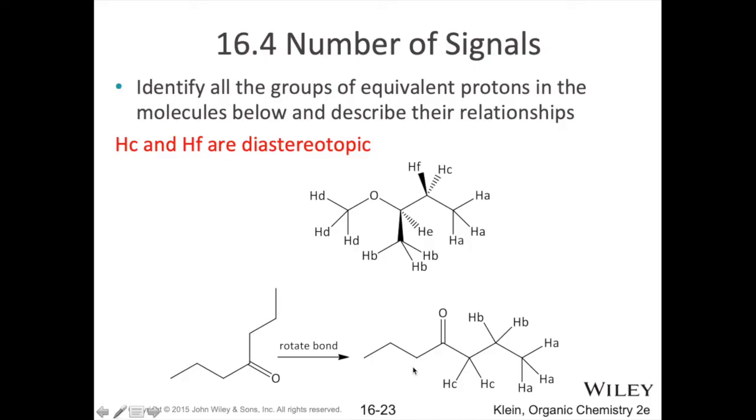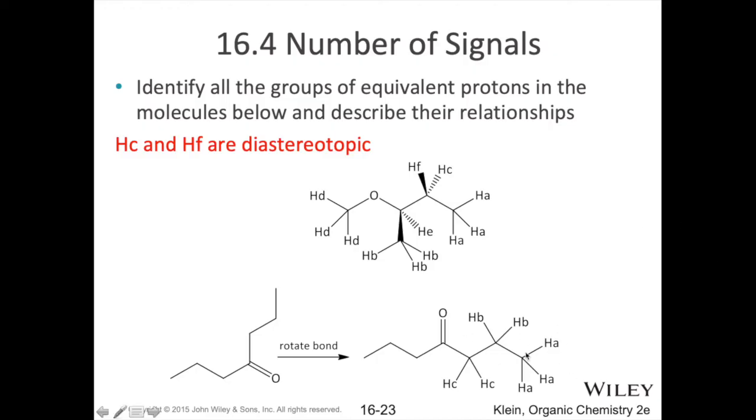By the way, this example is a really good one of how a molecule is drawn versus how it interacts with an NMR. Even though this molecule is drawn in a very asymmetrical fashion, you have to realize that you can freely rotate around these bonds to make the molecule symmetrical. So if the molecule can be symmetrical, it is symmetrical from the NMR standpoint. So that's something to keep in mind.